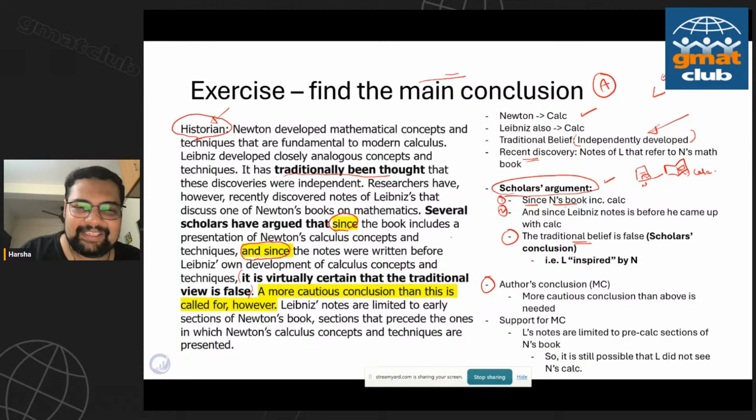All of that is painting the picture that perhaps Leibniz was inspired by Newton, which is why the scholar is challenging the traditional belief. The scholar is telling you maybe that traditional belief is false. Perhaps Leibniz was inspired by Newton. Inspired is my politically correct way of saying that, right? But then the author comes in, makes this conclusion that you need to be a bit more cautious, and the author justifies that. So I hope you guys see the structure here.